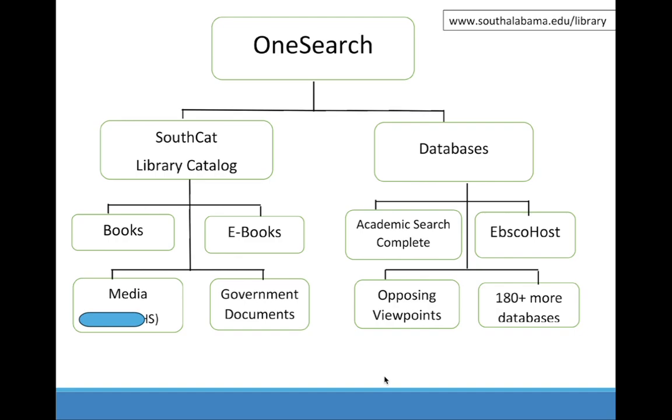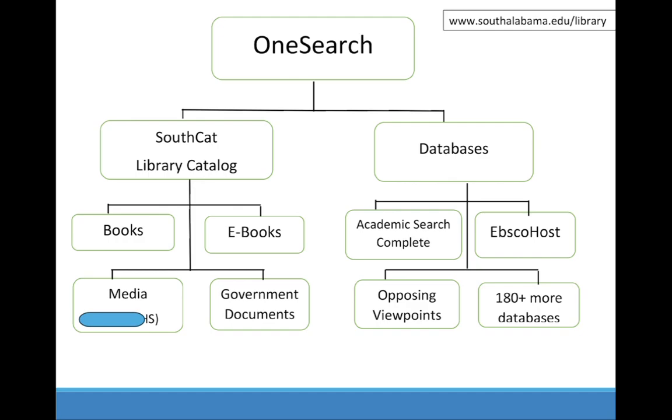So I'm going to talk about in this presentation a couple of strategies that you can use when you are searching the library's databases. And maybe you have a question about what exactly you're searching when you use the one search box or some of the other search boxes. You can see here that the searches will search Southcat Library Catalog, that's the print collection. It also searches for ebooks and any media we may have, such as streaming video. We do subscribe to some streaming video. Government documents is also searchable.